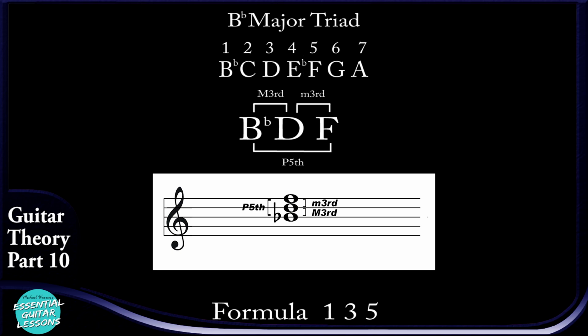So every major triad has the same intervals. So that's the major triad. Start with the major scale, take the 1st, 3rd and the 5th, and you have the major triad.